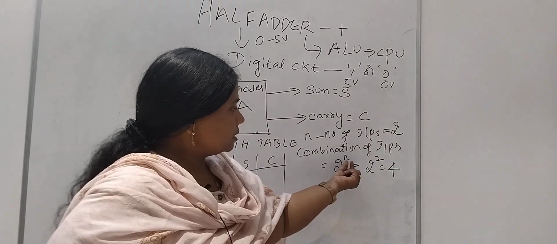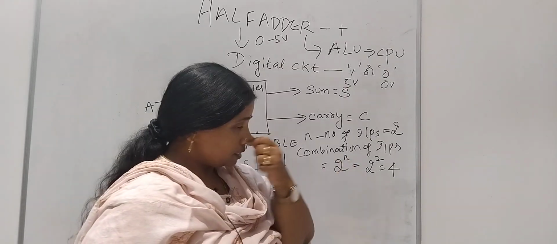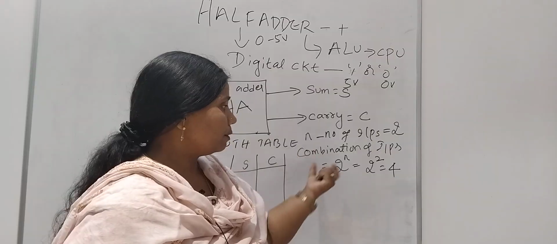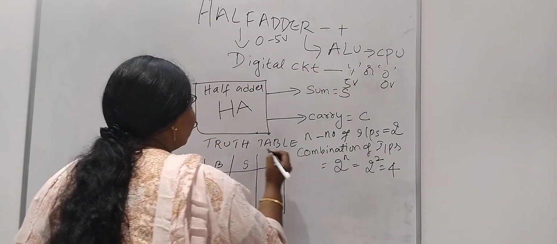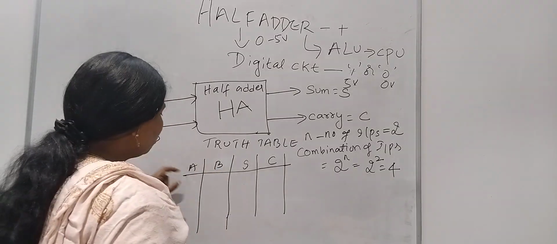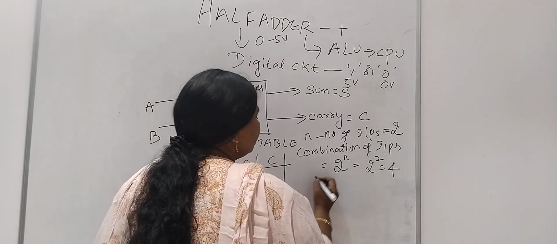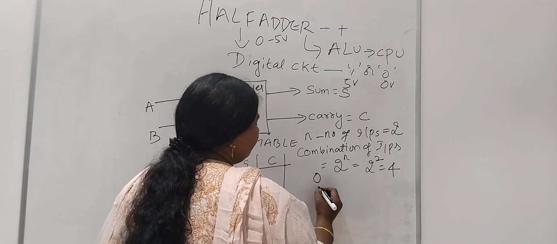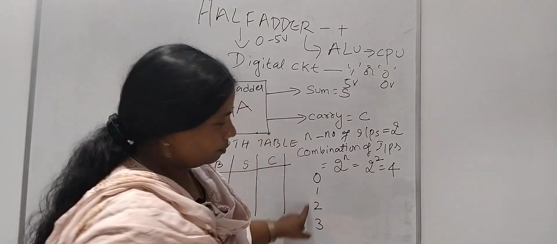Okay. n represents the number of inputs. How many inputs are you giving? 2. So 2 square represents 4. 4 combinations of inputs you can give for the half adder circuit. So here, how many inputs can you give? 2 inputs, A and B, I have represented here. That means you can give 4 combinations. What are the 4 combinations you can give? 0, 1, 2, 3. These are the 4 combinations.